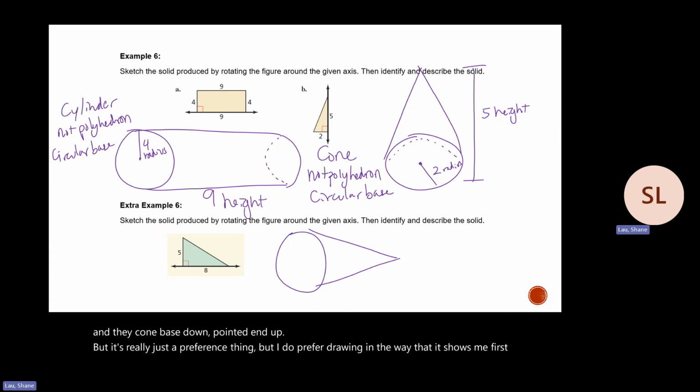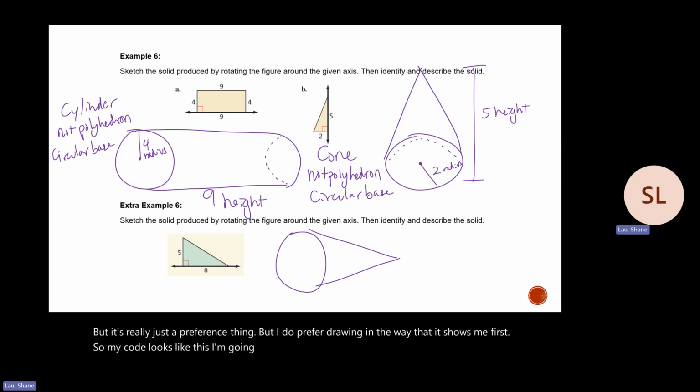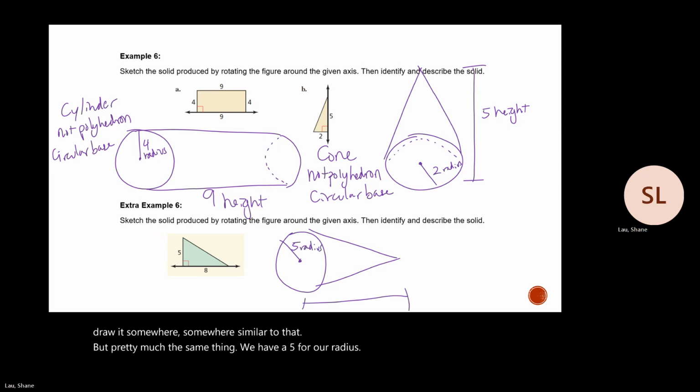But I do prefer drawing it in the way that it shows me first. So my triangle looks like this. I'm going to draw it somewhat similar to that. But pretty much the same thing. We have a 5 for our radius, and then we have an 8 for our height. Okay, and it's a cone. It's going to have the exact same properties as the other cone.